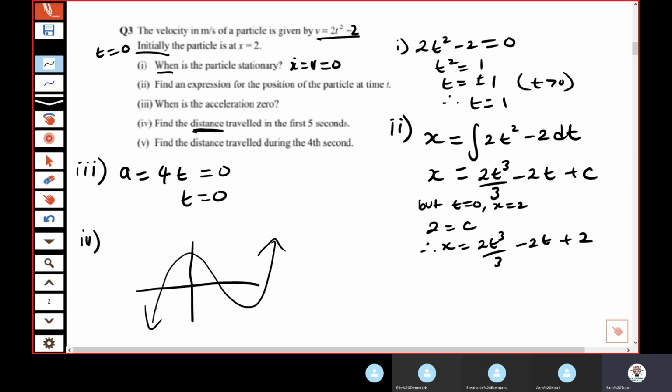If I had to work out the distance in the first 5 seconds, let's just say it started from here and it got to here. The problem is, can you see how you're going to have some negative areas and some positive areas? This is the original one. Let's say this is x and this is time. Because you're going to have some negative ones down here, that's a problem, because you can't have negative distance.